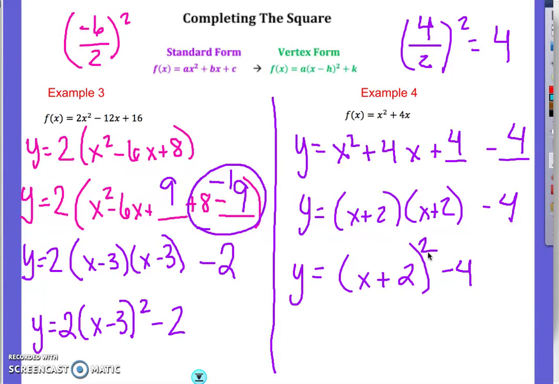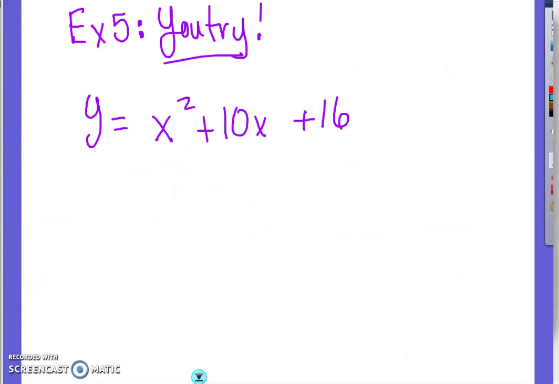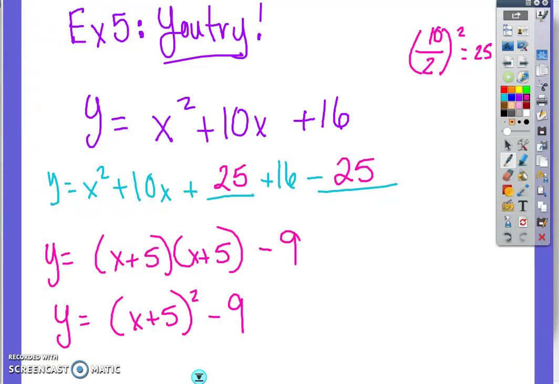In the next slide, we are going to try one by yourself. And I want you to try this one, get it all the way to vertex form, and then we will go over it, and you can handle the practice. Pause the video, try it by yourself. Alrighty, I hope you got it.